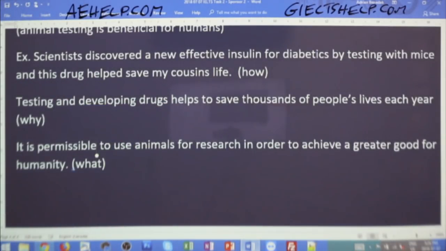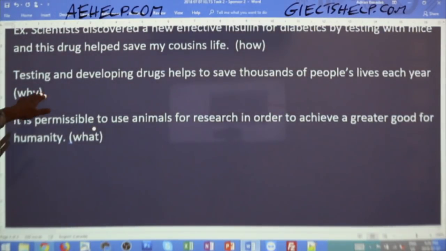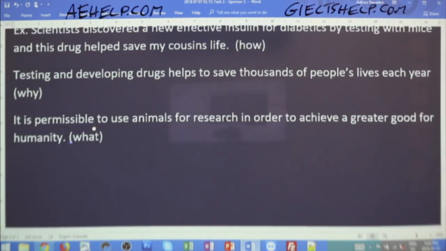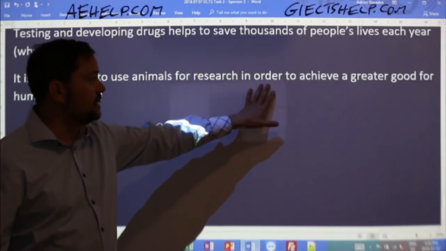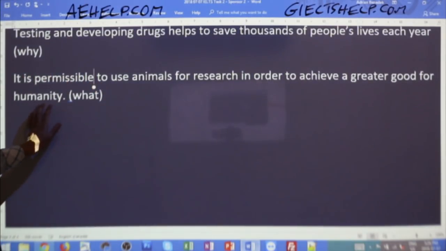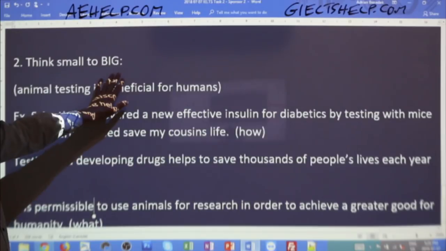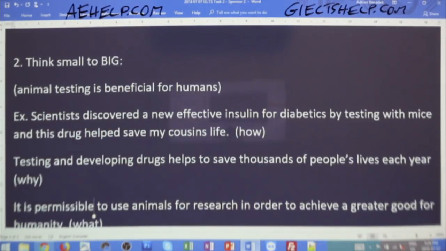That's the how. Why? So why are we doing this? Well, we're doing testing and developing drugs to help save thousands of people's lives each year or to make them better. So, what? Well, it is permissible to use animals for research in order to achieve a greater good for humanity. Okay, so this is the technique of small to big. Practice that as well as going from big to small.